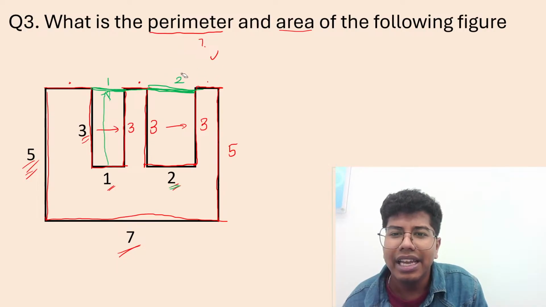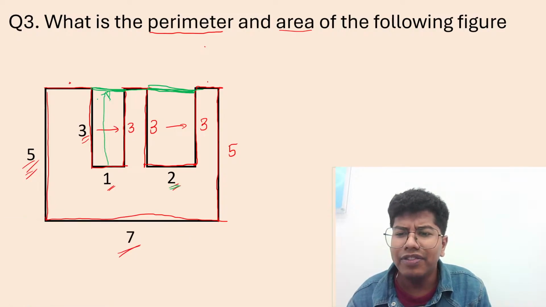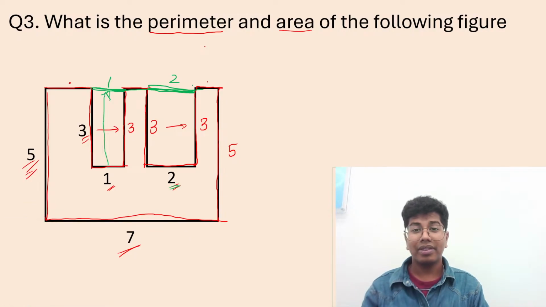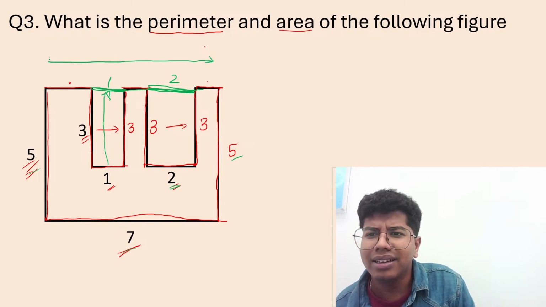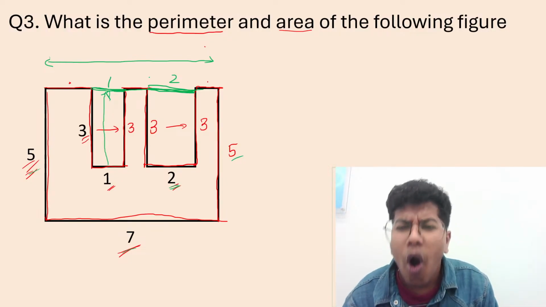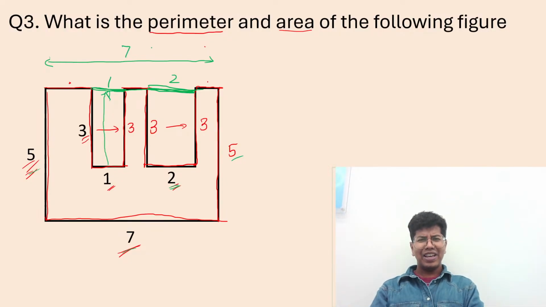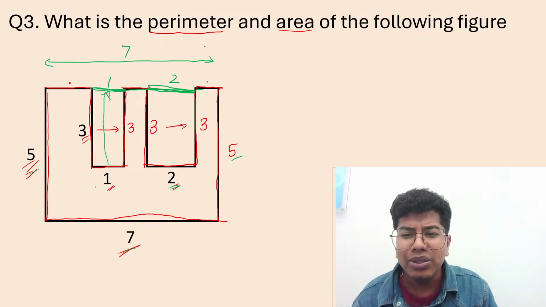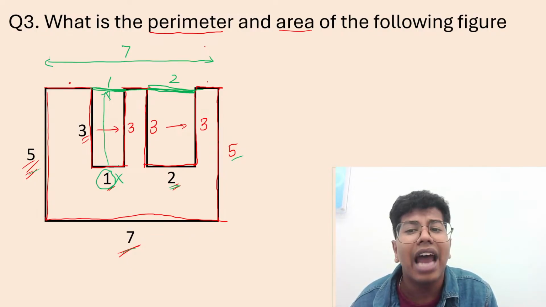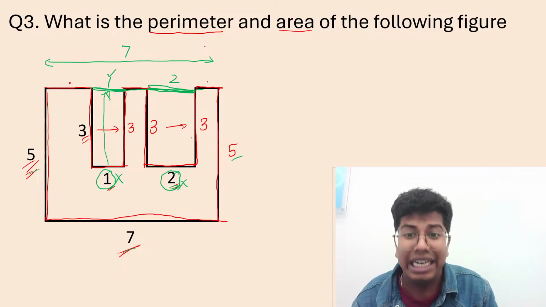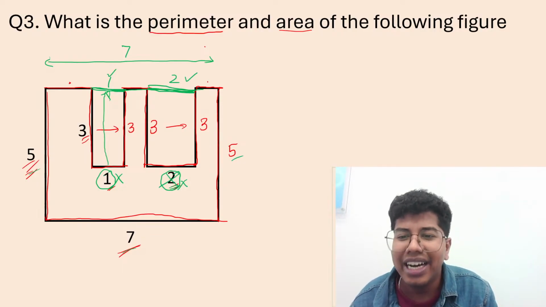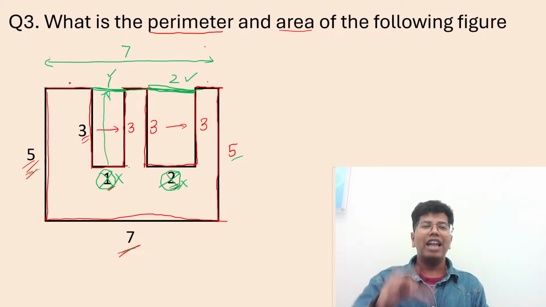Let me erase this quickly. If this is 1 and this is 2, this we know is 5. This we know is 7. This we know is 5. What about the total length? That is this one. What is the length? It's just 7. So this 1 centimeter is not existing here now. We have moved it over here. Same thing with the 2. It doesn't exist here. We have moved it here. So this is not here, this is not here. Rest, all the values are present.